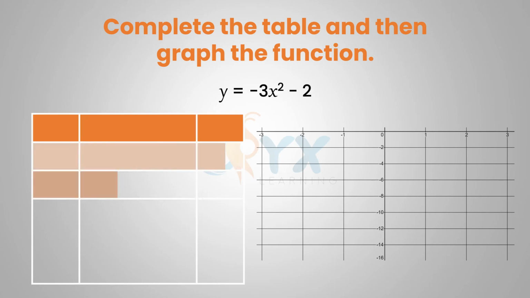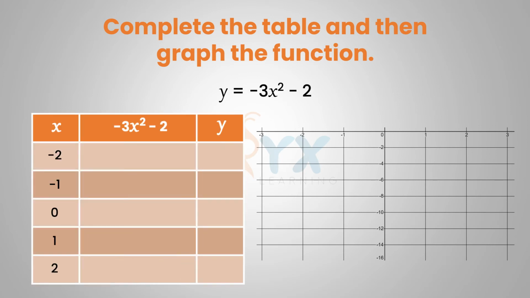Complete the table and then graph the function y = -3x² - 2. Substitute in a -2 for x in the equation to get -3 times (-2)² minus 2. This will result in -14. So that's the point (-2, -14) on the graph. Substituting in a -1, we'll get -3 times (-1)² minus 2, or -5. This is the point (-1, -5) on the graph.